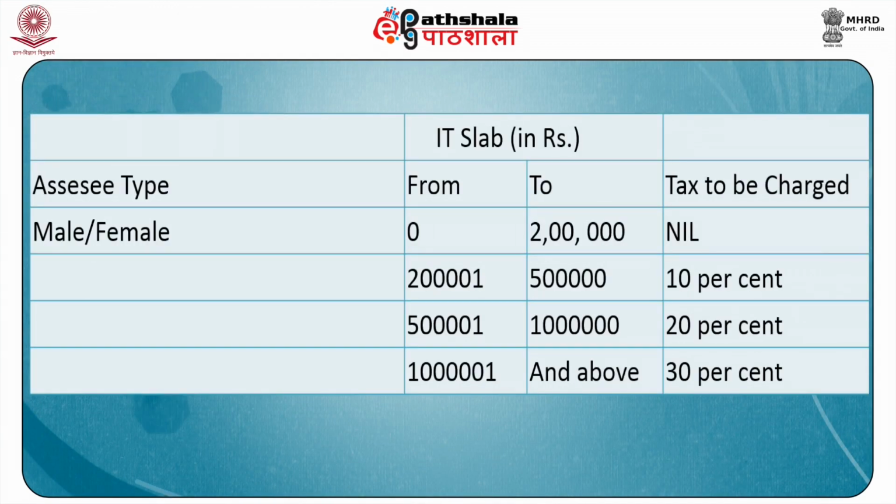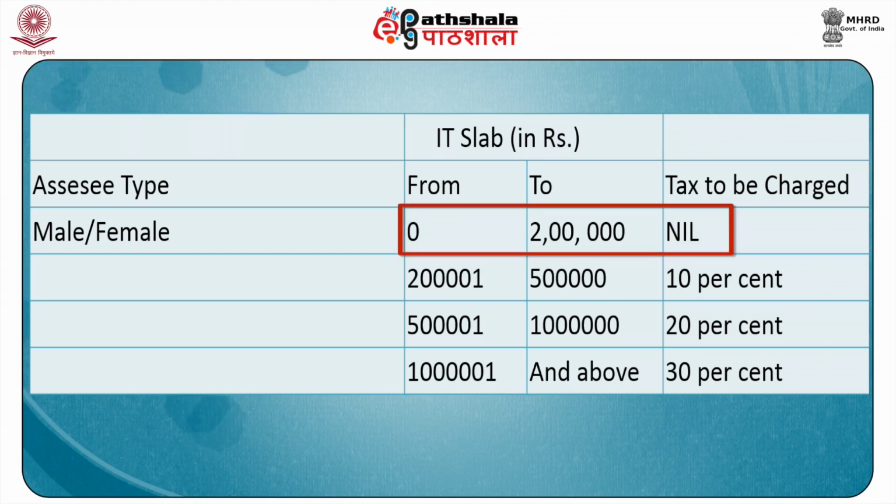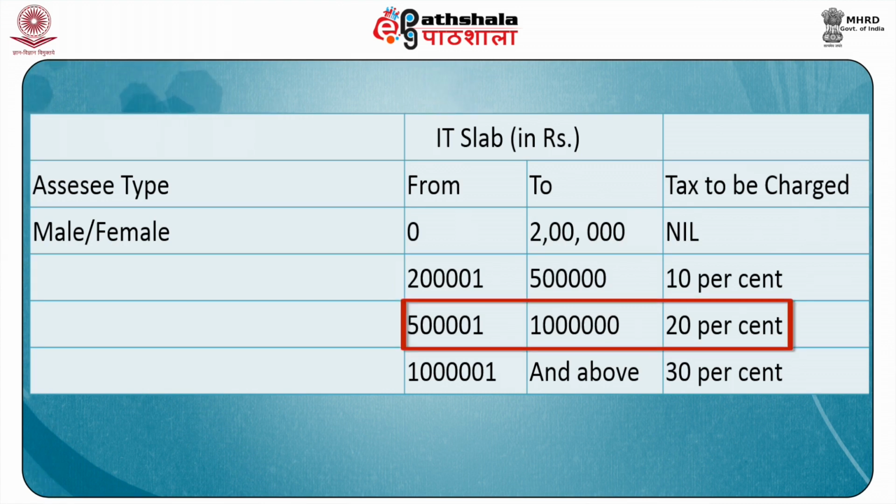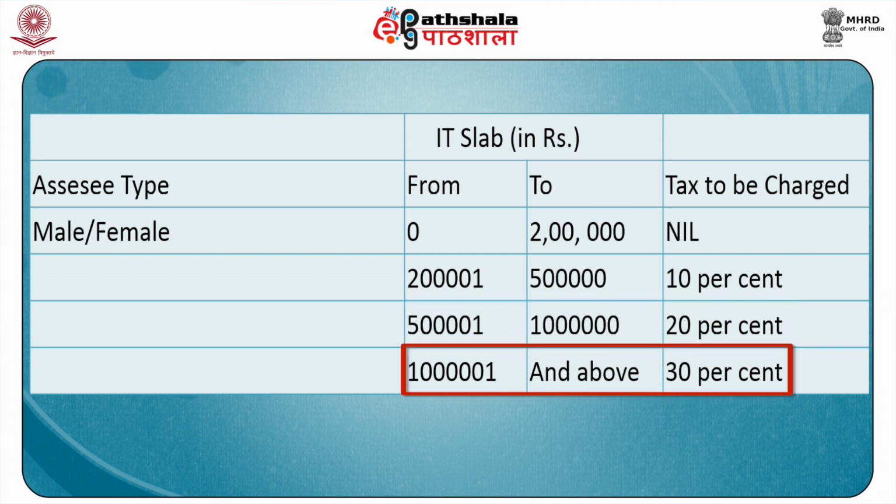First, let's talk about the assessee. Assessee may be a male or female, but if your income is less than 2 lakh rupees, you will not be charged any tax. Between 2 to 5 lakhs, you will be charged at a tax rate of 10%. Between 5 to 10 lakhs, you will be charged income tax at the rate of 20%, and if your income is exceeding 10 lakhs, you will be charged an income tax rate of 30%.